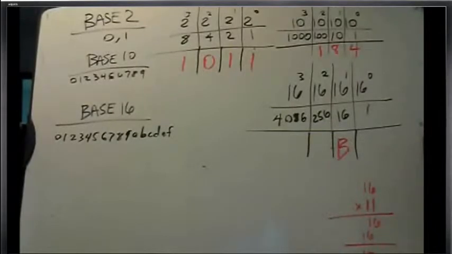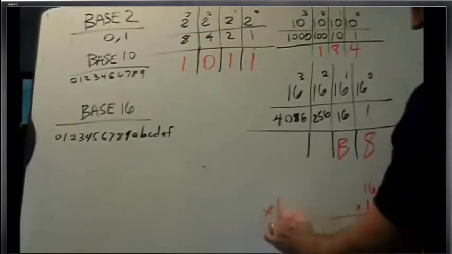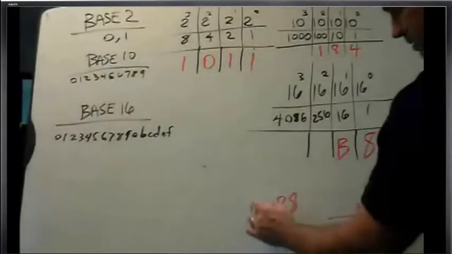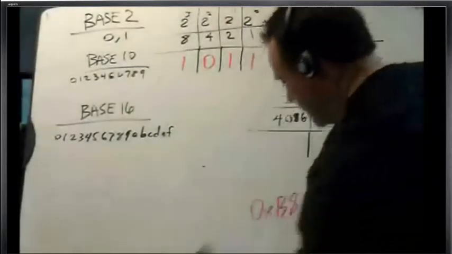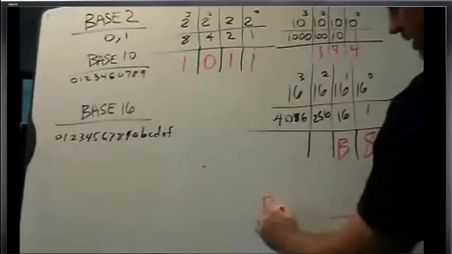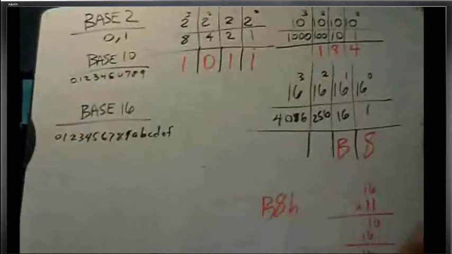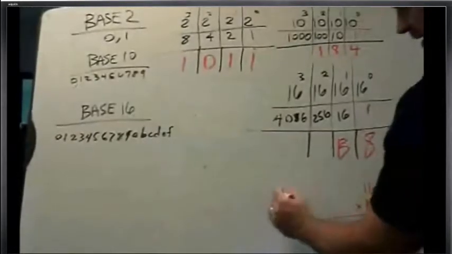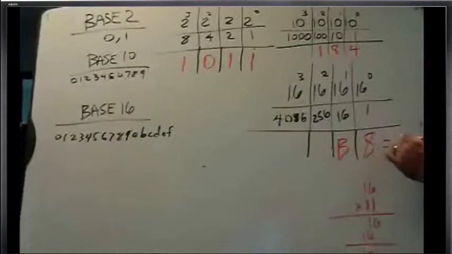So that's 176. Now, how many powers of 1 will I need? Well, to reach 184, I need 8 ones, so I'll put 8 here. In hexadecimal, you'd see this written like this, 0xB8, or maybe B8h for hex, but B8 essentially is 184. 184 in decimal is B8 in hexadecimal.